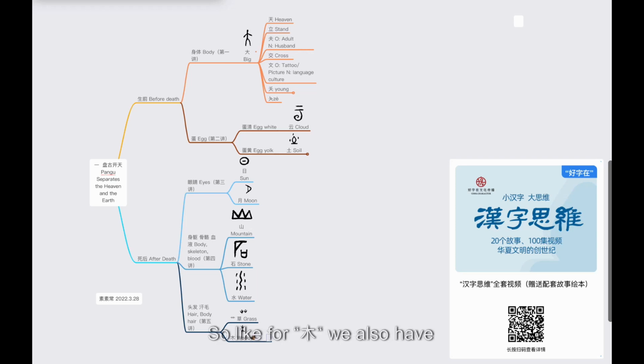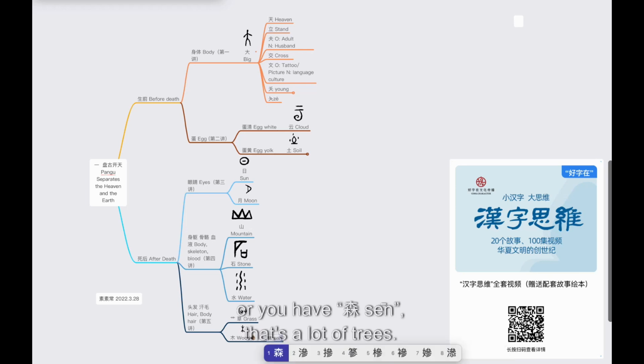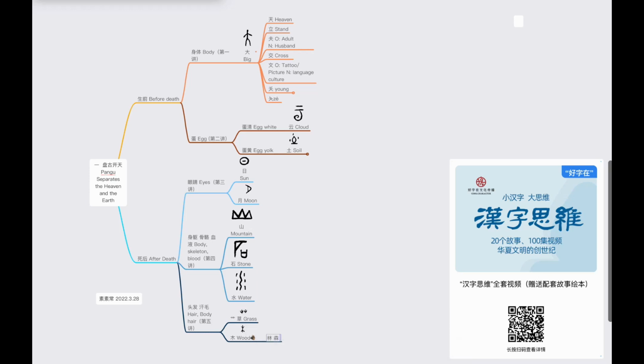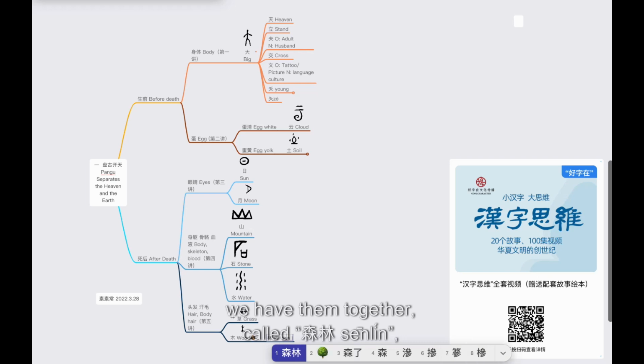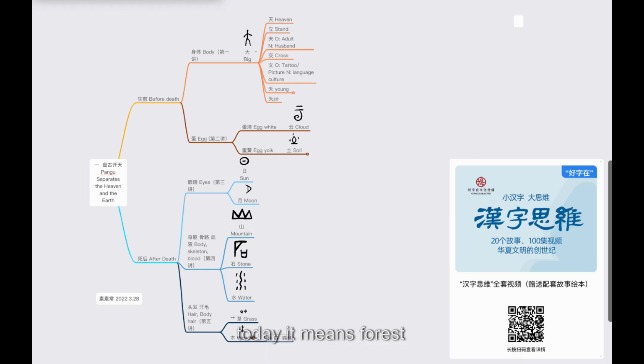So like for mu, we could also have characters like lin, which means you see some trees together. Or you have sen, that's a lot of trees. Three means a lot. So sen normally means forest. And we have them together called senlin, which means forest. Right? And stuff like that. There are so many characters that are all related to each other. And I think it's very interesting to know them.